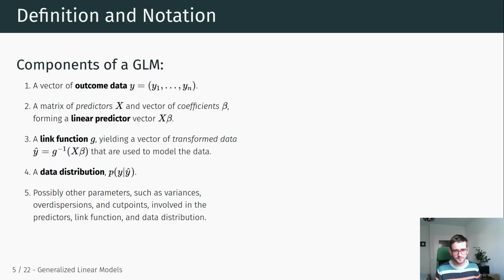We have some outcome data, we have a linear predictor, x times beta. We have a link function that ultimately links the linear predictor, which is continuous and bound between minus infinity and plus infinity theoretically, to some kind of prediction that we actually care about in the context of our outcome measure, for example a predicted probability for the dichotomous case. And then we have an assumed data distribution, like a normal distribution, or Bernoulli or binomial, and so on. So these are all components of the GLM.